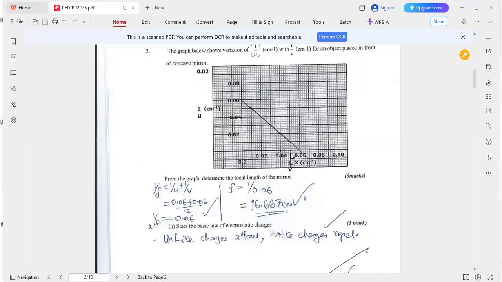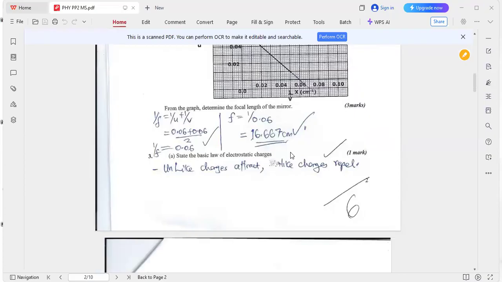It is the same. Number 3, basic law of electrostatic charges. Like charges repel and unlike charges attract. And before you answer this question, be very keen, because we also ask about the basic law of magnetism. So you have to be keen.